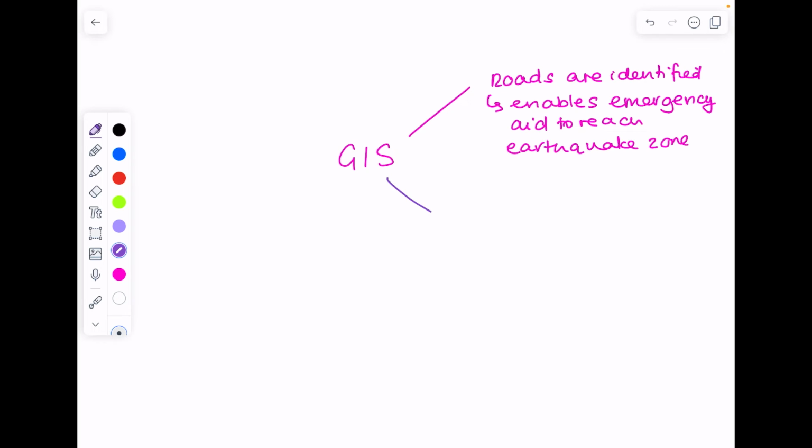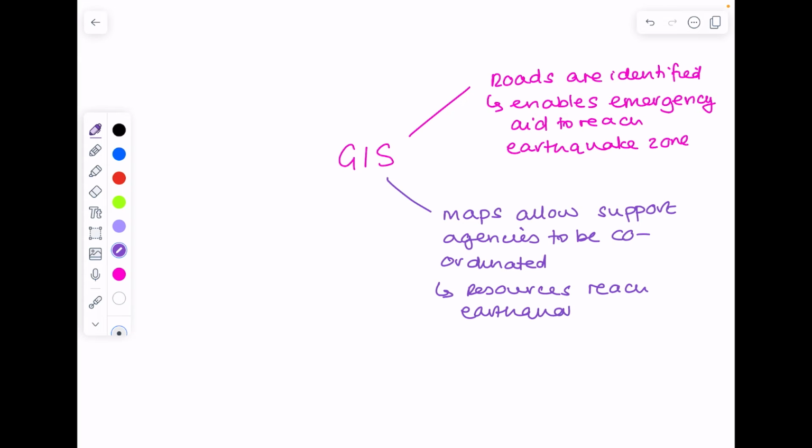GIS also provides maps, which can be shared with all support agencies, therefore enabling a more coordinated relief effort, ensuring that resources are not wasted and get to where they need to be much faster. GIS can also enable you to identify where services were before the earthquake occurred and therefore where they can be built afterwards.